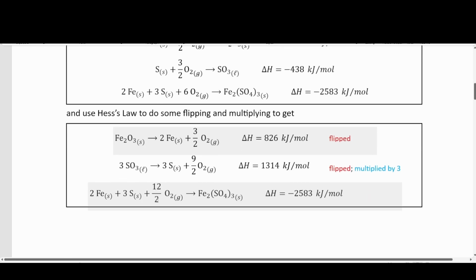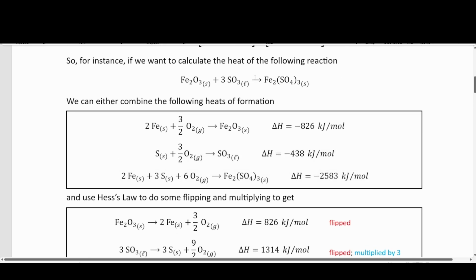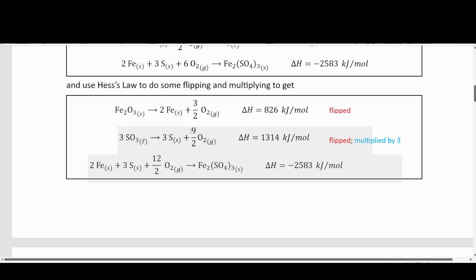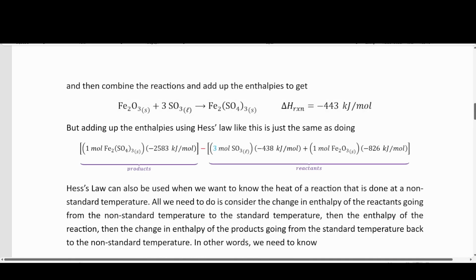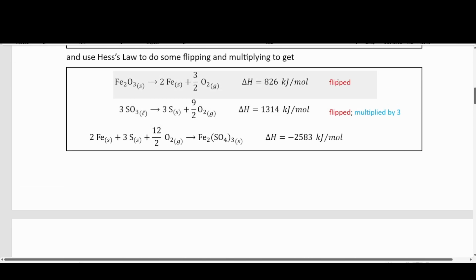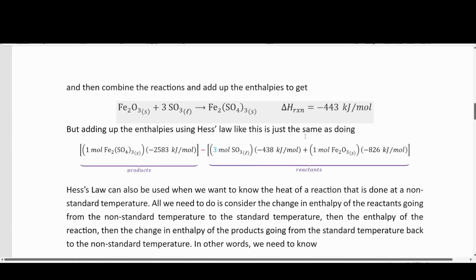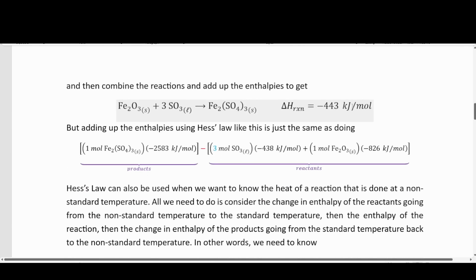I did change it so that it's now 12 over 2 instead of 6, and that's just so we can see how the oxygens are canceling out. Since we don't have any oxygens in our overall reaction, we want those to cancel out. So we see that 9 halves plus 3 halves gives us 12 halves, and that'll cancel out with the 12 halves right here. And so that will give us our reaction that we saw up here. And then we want to combine these together, so we want to add up all of these heats of reaction right here. And so we end up with this for our heat of reaction.